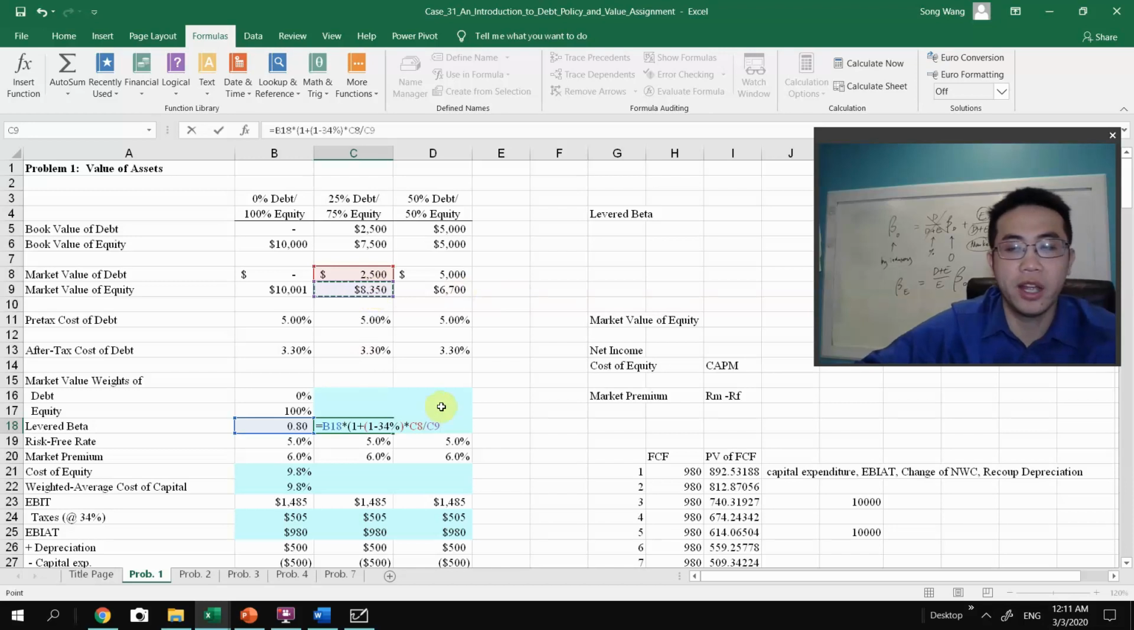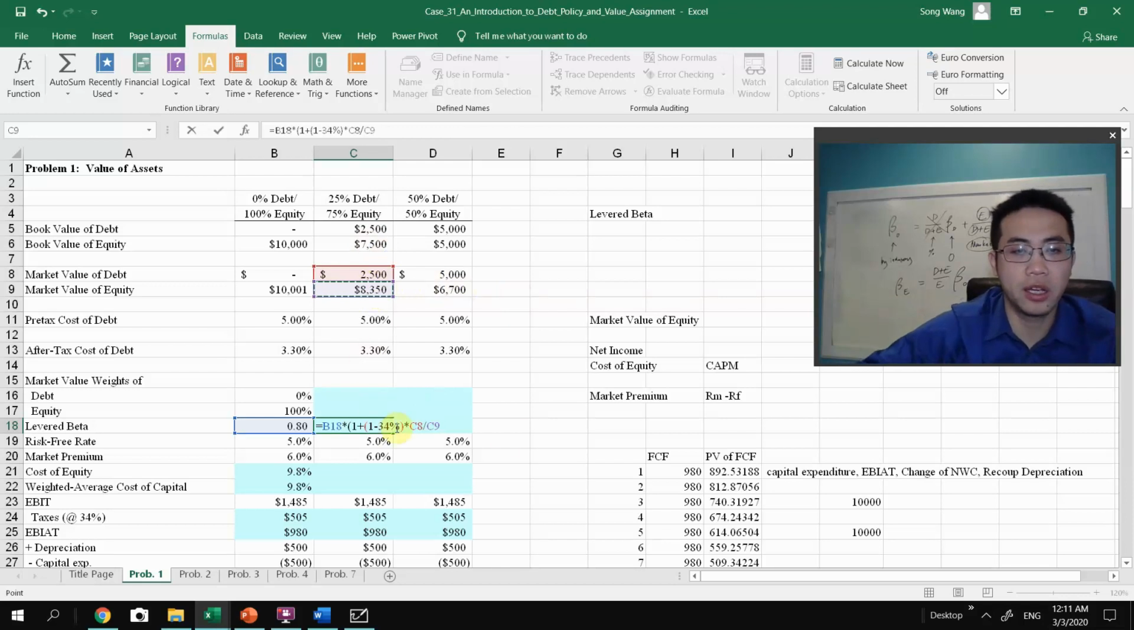Since all the betas are measured in market terms, these are determined by the debt and stock markets, the trading behaviors in those markets. So we have to use the market values of debt and equity instead of book values. So just keep that in mind.